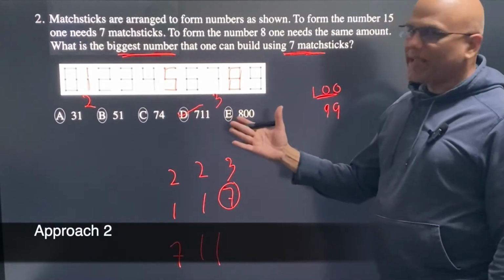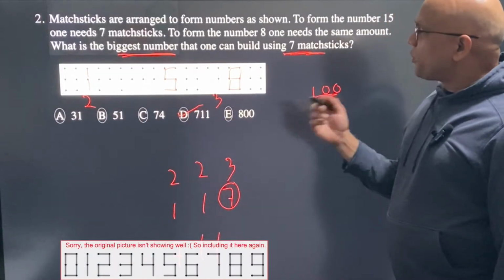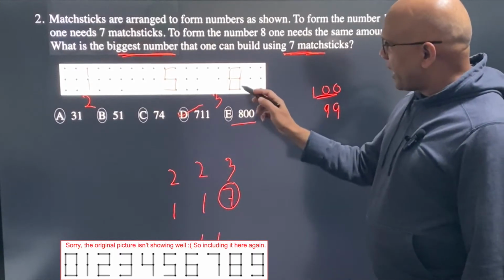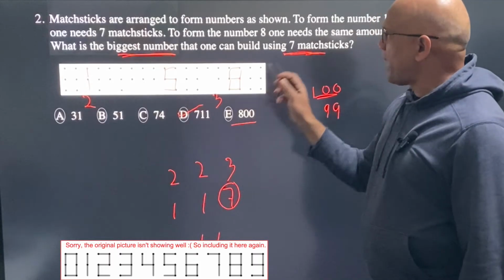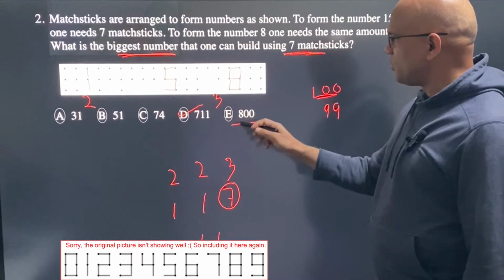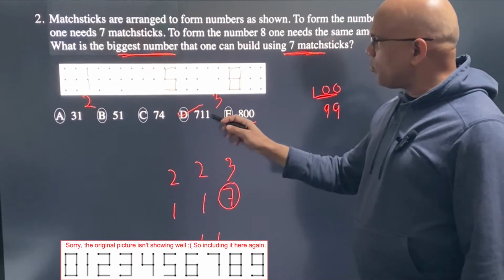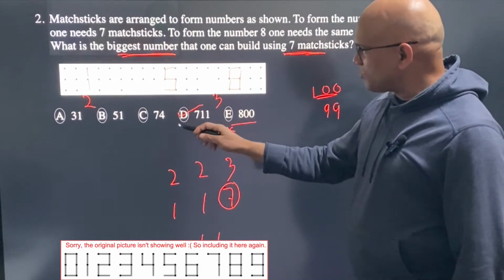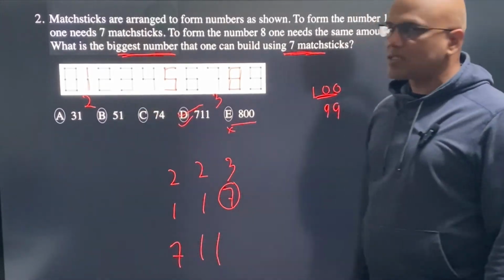There is another way we can approach this problem. Actually, we can start from the answers. Since we want the biggest number, let's start from the biggest number, 800. So 8 and 0, 0. But we know that 8 already uses 7 matchsticks, right? So we have no more matchsticks left for 0. So this cannot work. Similarly, we can count the number of matchsticks in 711, and we will see that we are using 7 matchsticks. So I think this will be the correct answer. And since we want the biggest number, we don't have to keep checking this.